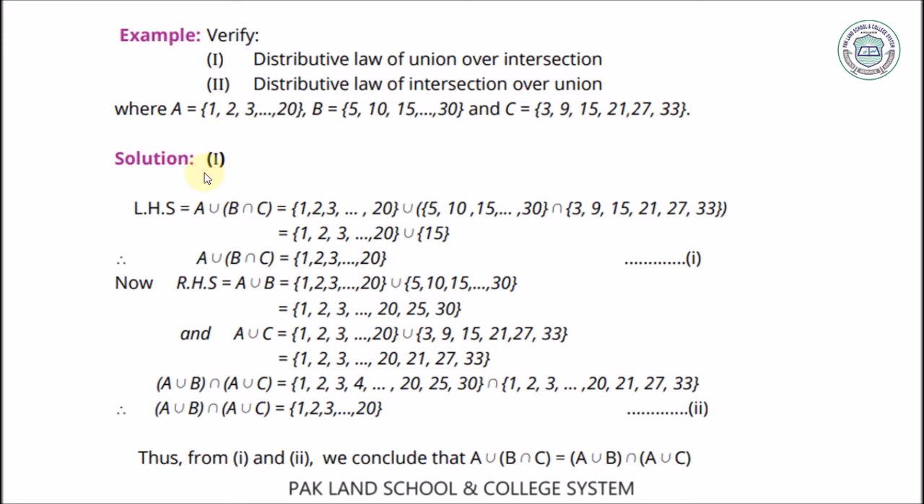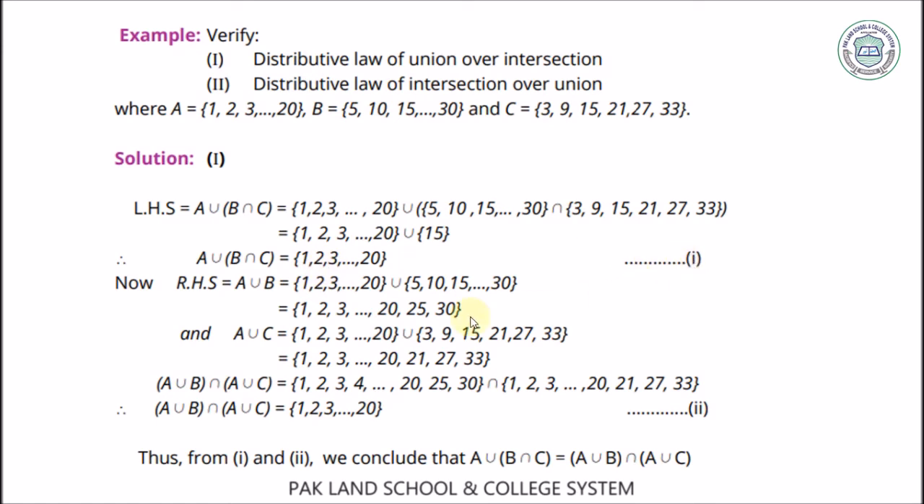Solution for the first part, the distributive law of union over intersection: left hand side equals A union (B intersection C). First we take the intersection of B and C sets, and then with the resultant set we take a union with A. So A set is 1, 2, 3 up to 20, union the intersection of B and C sets. Now A set as it is we write, union, and the intersection of B and C sets is 15 only. We write the intersection only, we write common elements. Now we take the union of these two sets. The answer is 1, 2, 3 up to 20.